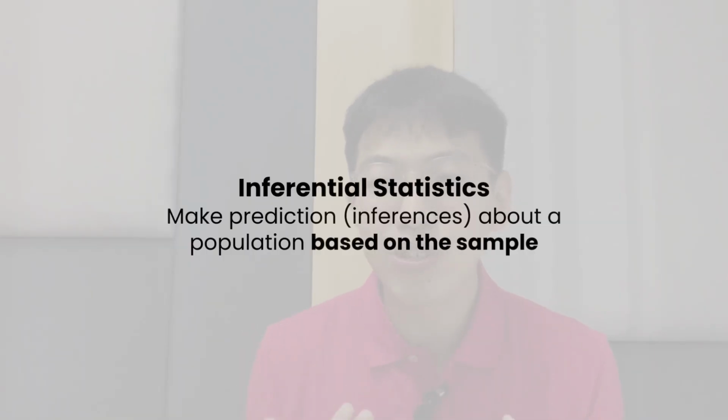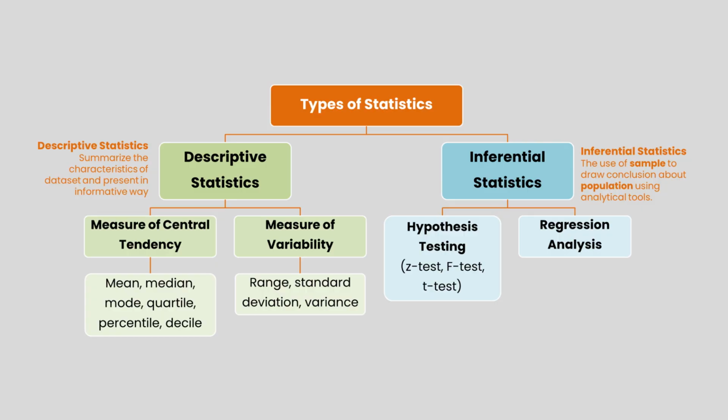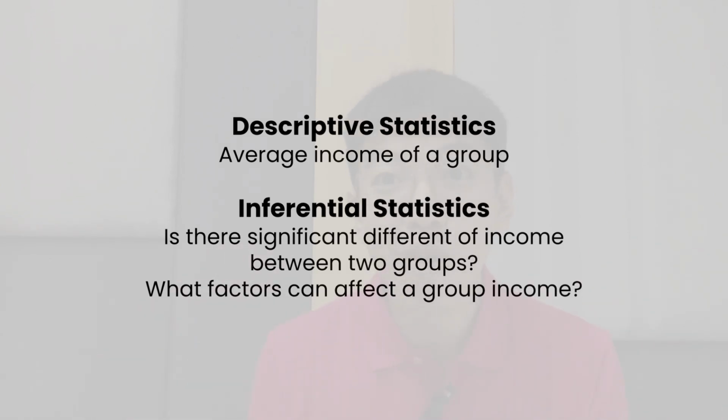Inferential statistics, on the other hand, will allow us to make predictions or inferences about a population based on the sample. We will conduct hypothesis testing in this session. As an illustration, descriptive statistics might tell us about the average income of a group, while inferential statistics helps us to determine if there is a significant difference in the average income between 2 groups. Or we can find as well what factors can affect the income of a group. Do you get the idea, right?